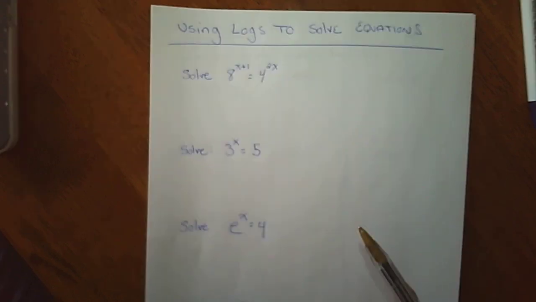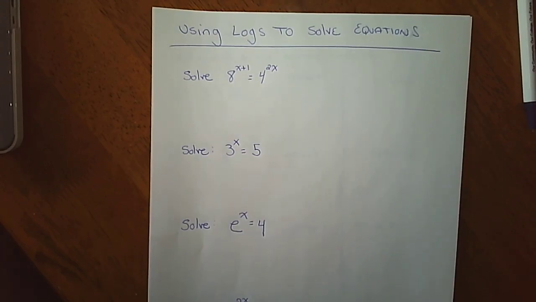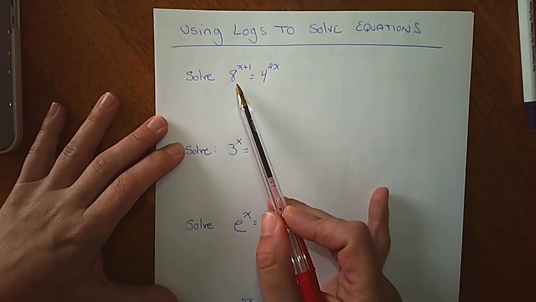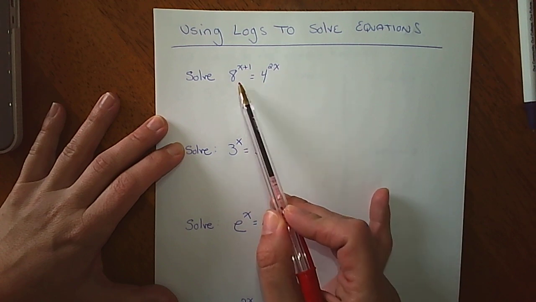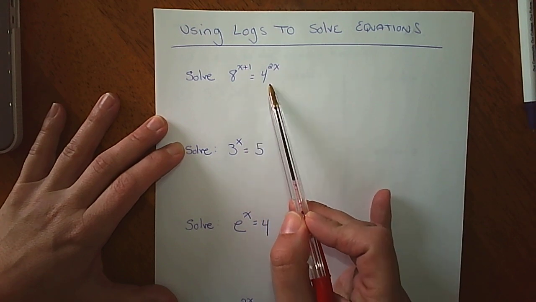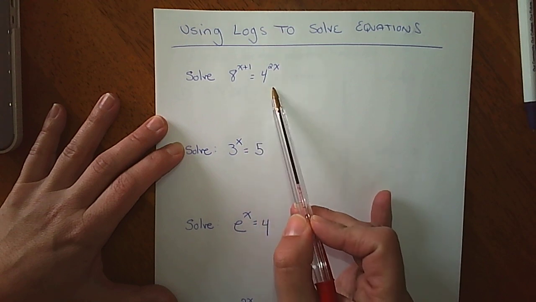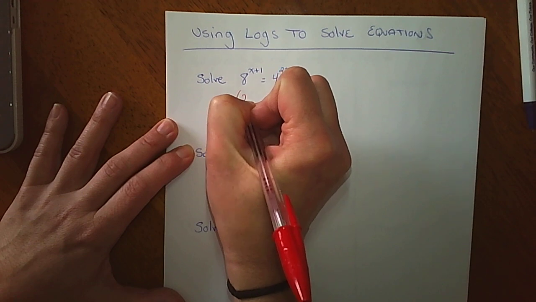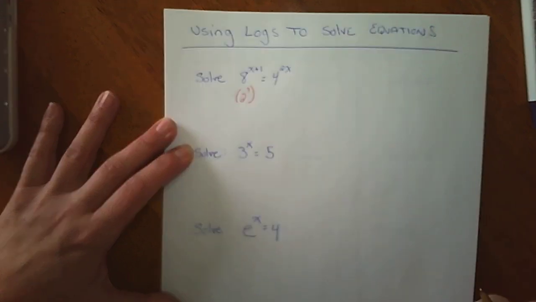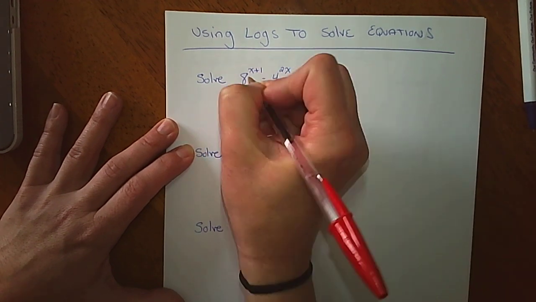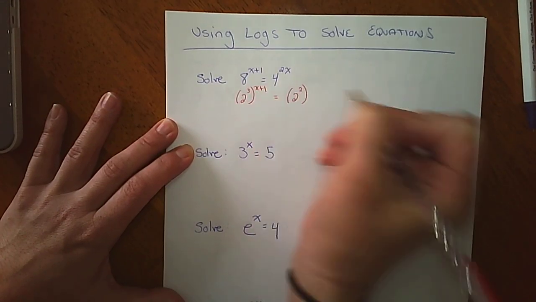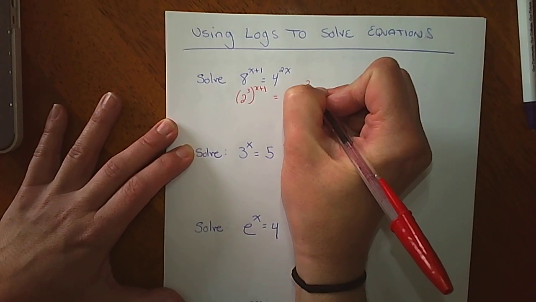Now you should have your notebooks out and should be copying these down and putting in your notebooks as if we were in school. These are your notes for today. What I want you guys to notice is, look at this, 8 and 4. What number do both of these come from? And I'm hoping you're thinking 2, and you're correct if that's the case. So I'm going to rewrite 8 as 2 cubed to the x plus 1, and 4 I'm going to change into 2 squared raised to the 2x.